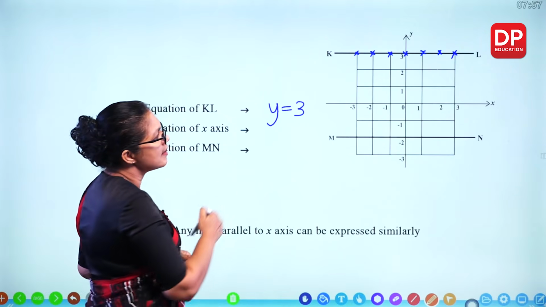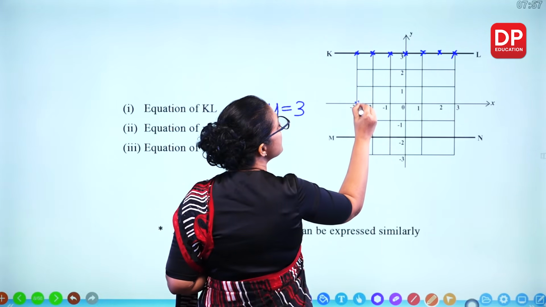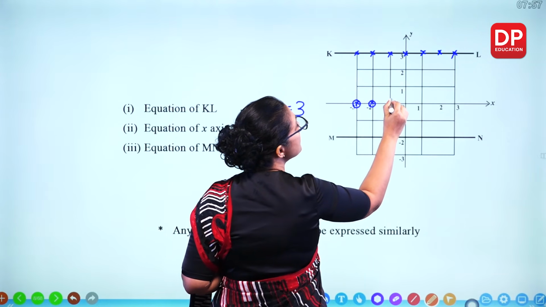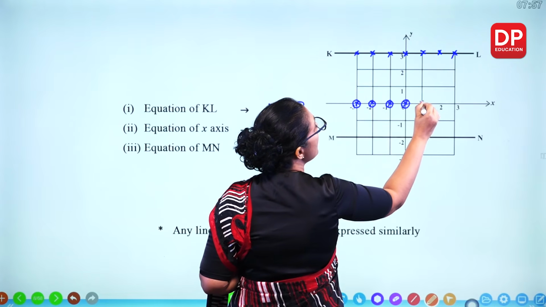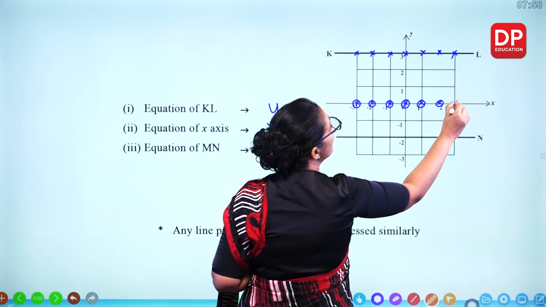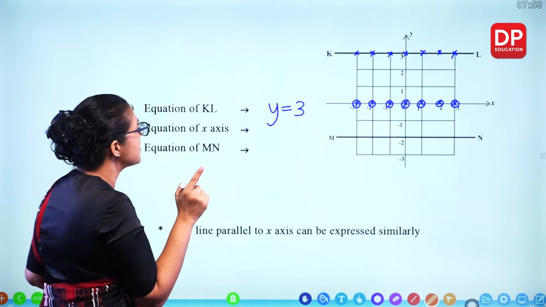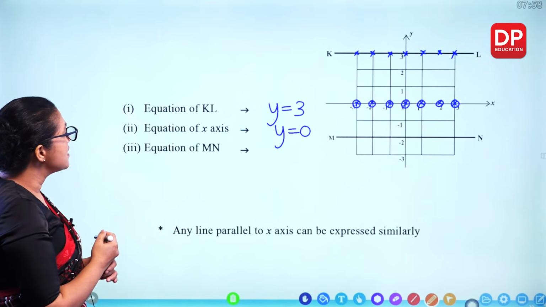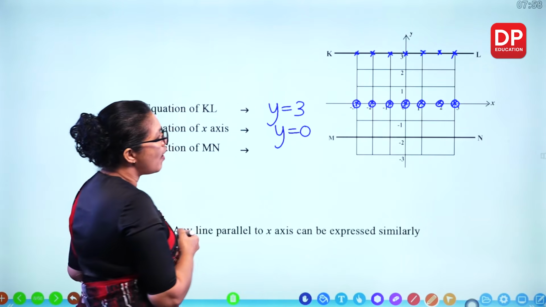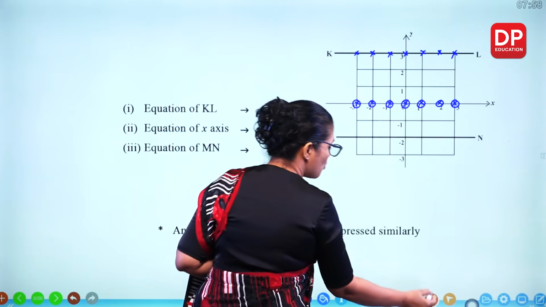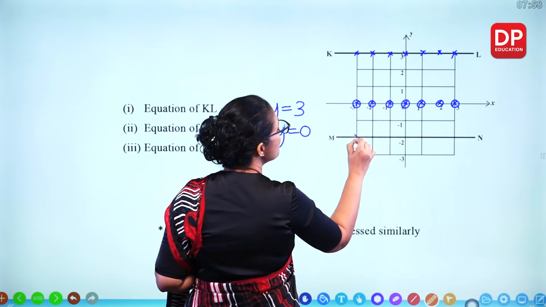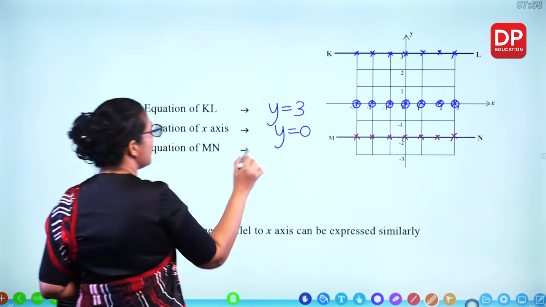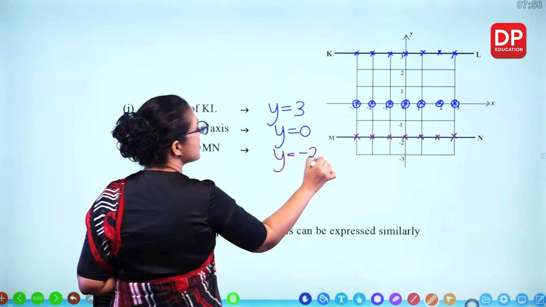Equation of the x-axis. The x-axis is this. So the x value is always different, but the y value is always 0 here. So y is always 0. So what's the equation of the x-axis? We can write it as y equals 0. So what's the equation of MN? Y is always minus 2 there. So we can write y equals minus 2.